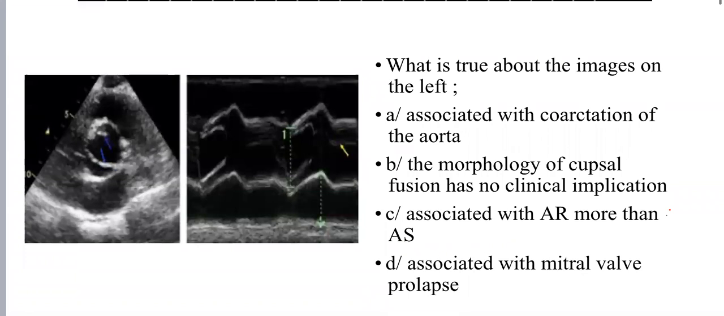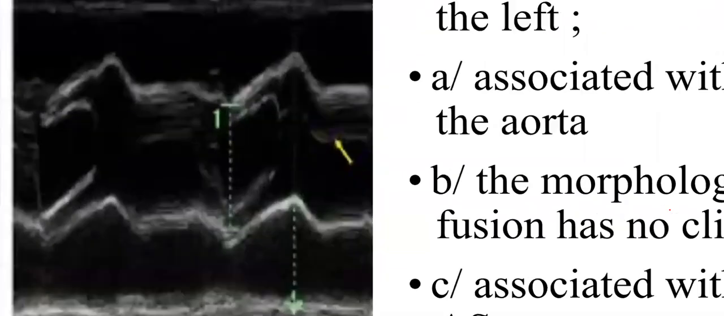What is true about the images on the left? Associated with coarctation of the aorta. The morphology of the cuspal fusion has no clinical implication. Associated with AR more than AS. Associated with mitral valve prolapse. A. Good. What about the M mode? What do you see in the M mode?